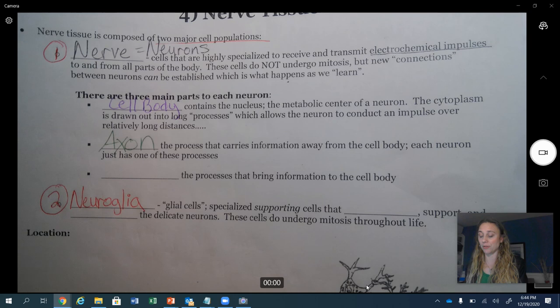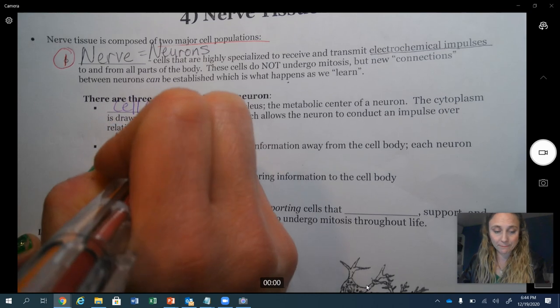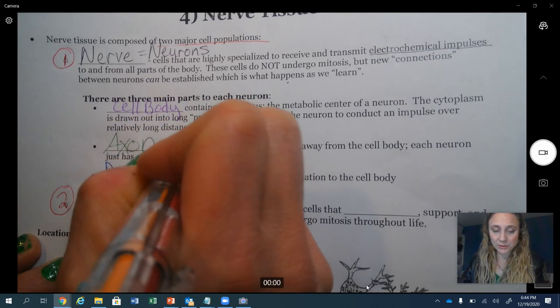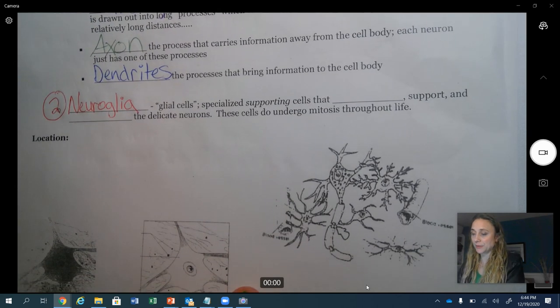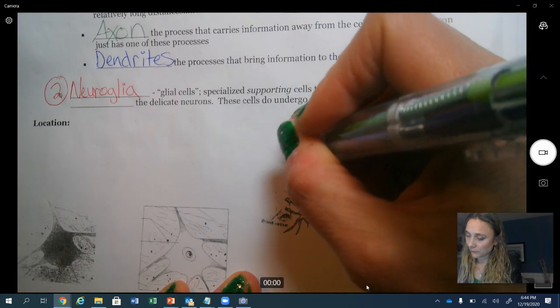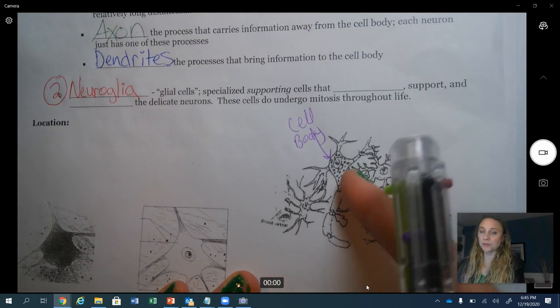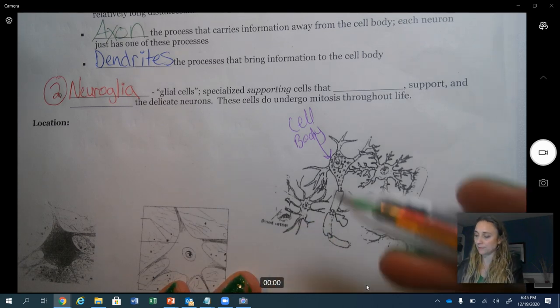The last part are the dendrites. They come directly from the cell body, and there are a lot of them. I always think of it this way, looking at the picture here: this is the neuron, the cell body. Here is the long drawn out axon, and there's something around it that we'll talk about in a second.